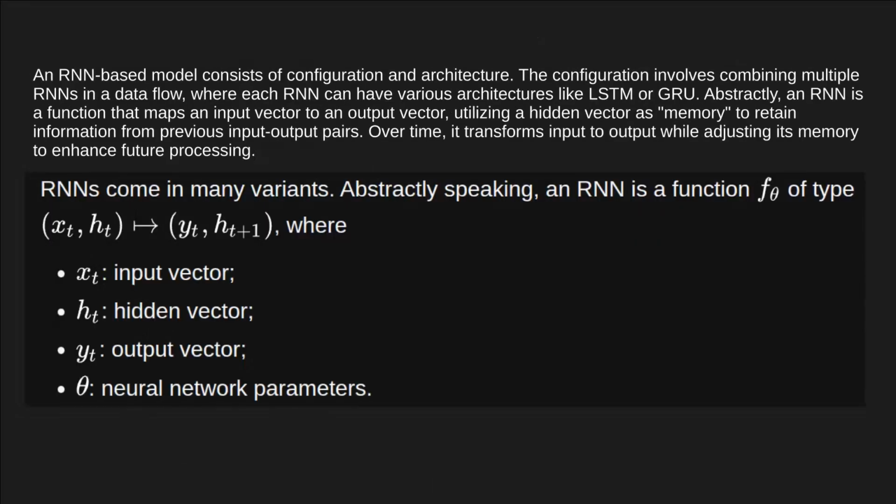An RNN-based model consists of configuration and architecture. The configuration involves combining multiple RNNs in a data flow, where each RNN can have various architectures like LSTM or GRU. Abstractly, an RNN is a function that maps an input vector to an output vector, utilizing a hidden vector as memory to retain information from previous input-output pairs. Over time, it transforms input to output while adjusting its memory to enhance future processing.